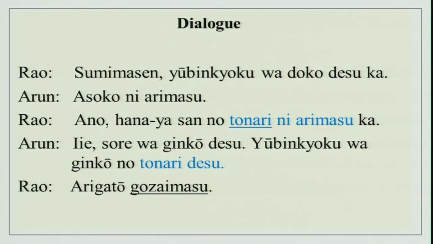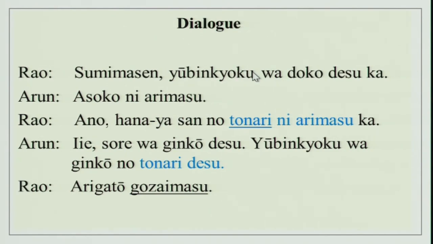Now, did you understand what it said? Well, Rao-san says, Sumimasen, yubinkyoku wa doko desu ka? Asoko ni arimasu. Ano hanaya-san no tonari ni arimasu ka? Iie, sore wa ginko desu. Yubinkyoku wa ginko no tonari desu. Arigatou gozaimasu. So, well, sumimasen you already know, all of you, what it means.